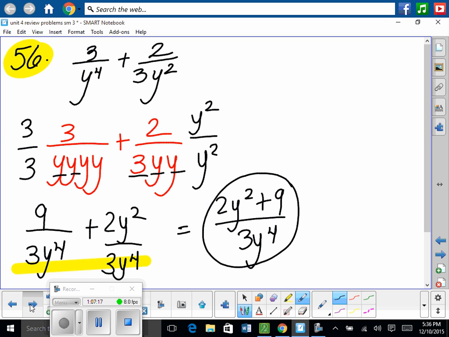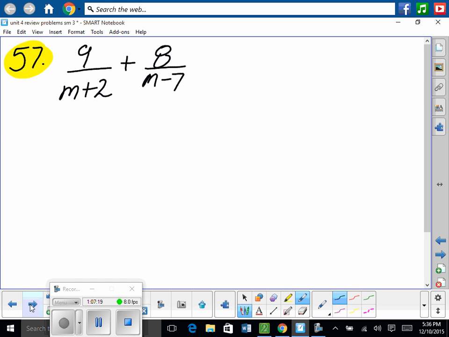So the hardest part is getting a common denominator. So let's do this one, common denominator. Common denominators only come from multiplication. So we have an m plus 2. We're going to multiply by n minus 7. There's no way of magically adding some things to get these things the same. It all comes with multiplication.